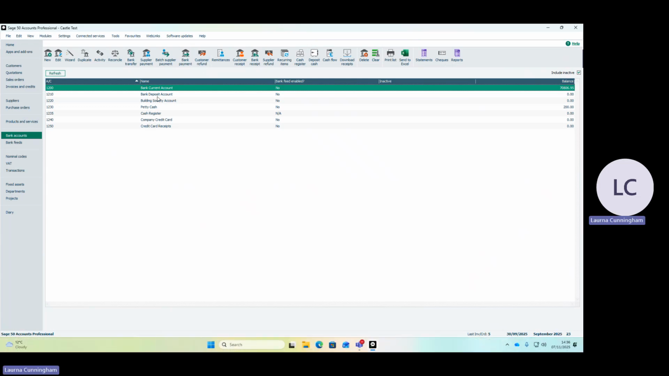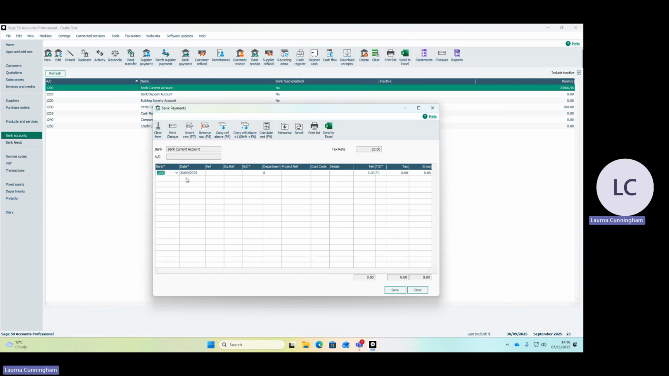The last thing that we will do is make payments for the likes of rent and salaries out of our bank account. So to do that, we just highlight our bank current account and we say bank payment. Again, from bank account 1200 on the 30th of the 9th, we'll find the nominal code for salaries. And it's really important that you fill in a nominal code. You see there's an asterisk beside it, but it's important that it's the correct code. And I'll show you why that's relevant in a second.